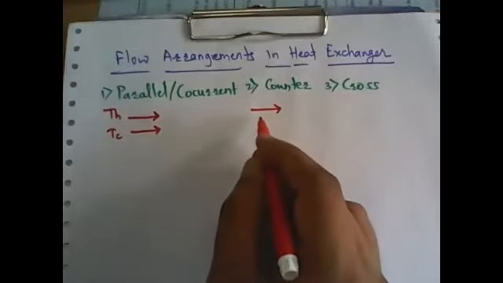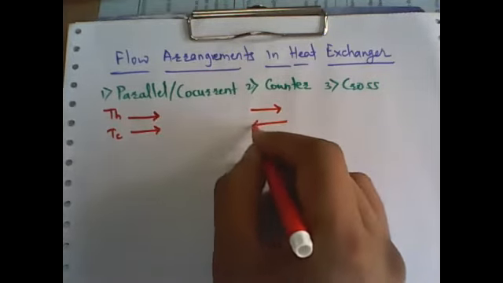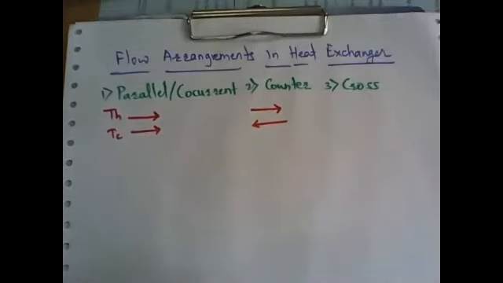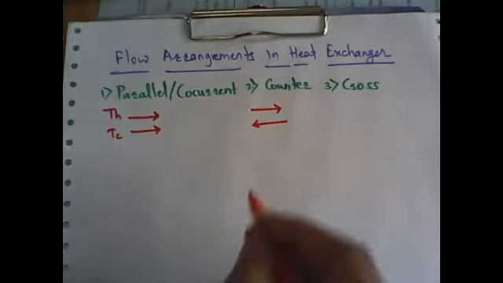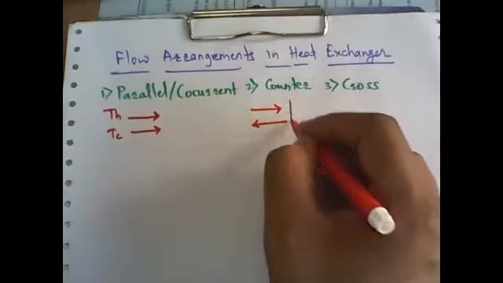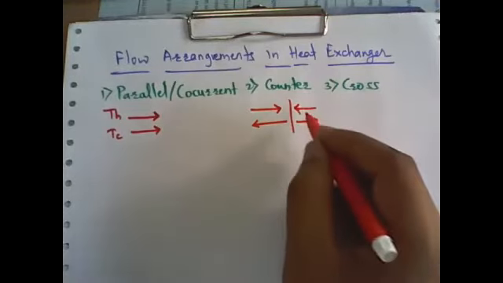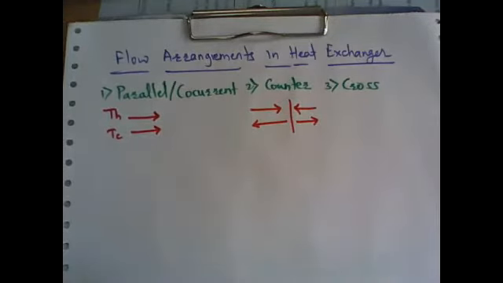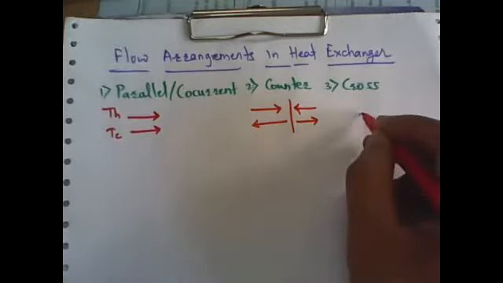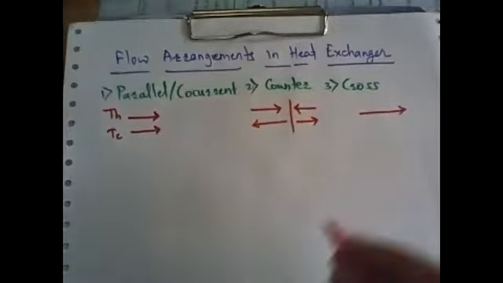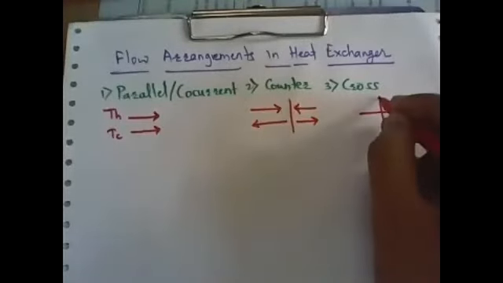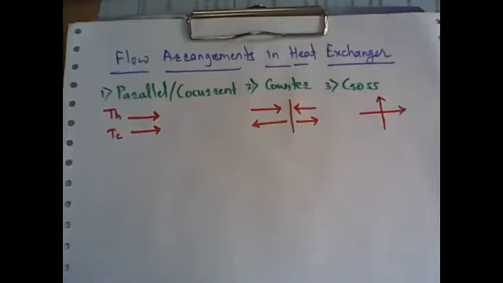If one of the fluids is flowing in this direction and the other fluid is flowing opposite to that fluid, then it is called a counter current flow heat exchanger. So counter current means opposite. That may be like this or that may be like this, but the fluids must flow in opposite directions. If the fluids are flowing cross to each other, then it is called a cross flow heat exchanger.